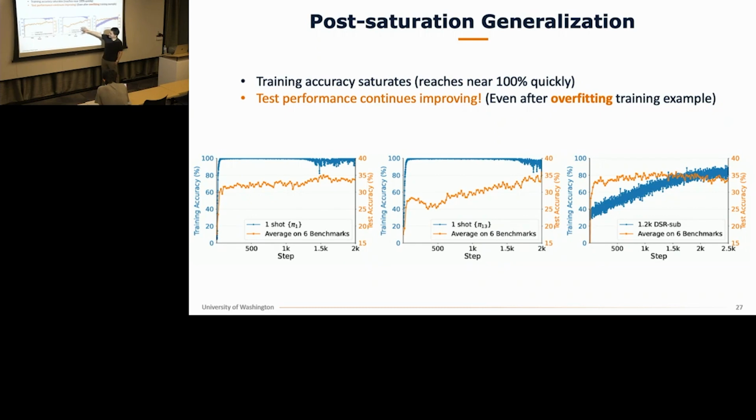However, for evaluation on the six benchmarks, you can see that even after you overfit one particular data point, the evaluation performance still increases. This is similar to an implicit regularization. I know many people are doing research in that direction. So after fitting the training data to 100% accuracy, you can still get improvement afterwards, and this is something we can empirically observe.